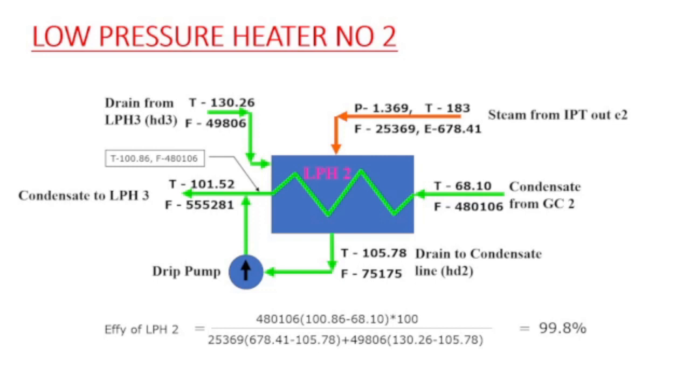So you will see that the flow going to the GC2, going to the low pressure heater number 2, gets increased. The condensate inlet going to the LP heater number 3 increases by the amount of the drain that is coming out because of the drip pump. So this has been very well shown in the diagram. You can see it in the diagram also. The efficiency of the LP heater 2 can be similarly calculated. It comes out to be around 99.8%.